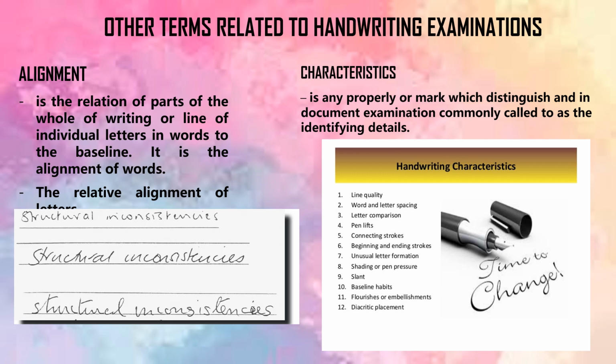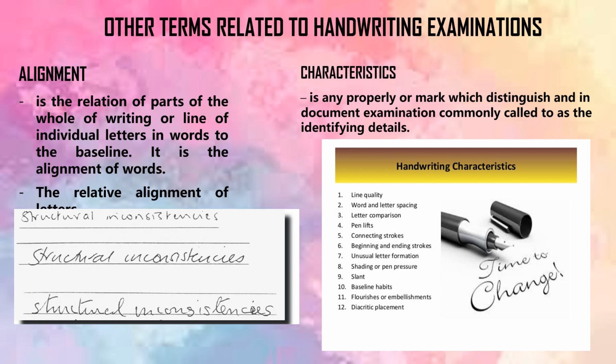The line quality, the word and letter spacing, the letter comparison, the pen lifts, the connecting stroke: how does someone connect his or her stroke when writing, that is needed. The beginning and ending stroke: is it blunt or is it vanishing? Unusual letter formation: when you write the letter B, for example, or G, the normal G is a simple G, as you can see in the photo, but some people add a G, most especially if the G is the last letter of the word, with a lot of twists and turns. That's what we call unusual letter formation. Next, shading or pen pressure. Number 9, slant.